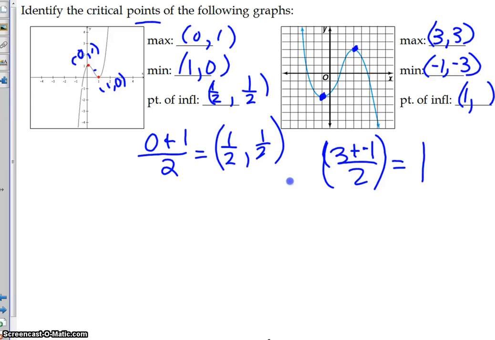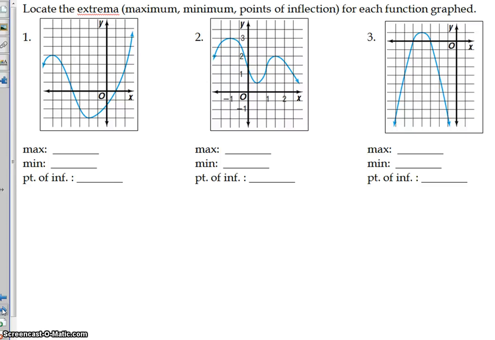I'd see at the graph, where am I at 1? It looks to me like I'm at 1, -1, and that's my point of inflection. So that's kind of the halfway in between the highest point and the lowest point, okay? It's not always the average of your y's, but it always is the average of your x's, because it really depends on the graph on whether it's the average of the y's as well. Sometimes that works, sometimes it doesn't.